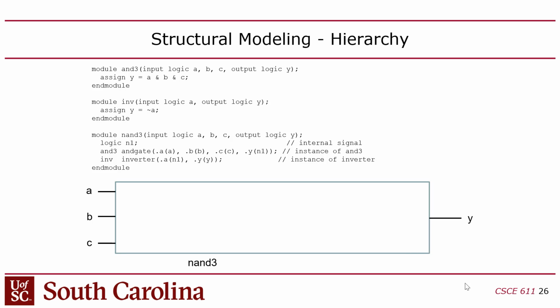So I've got this thing called NAND3, so it creates basically this symbol. And then I'm going to instantiate an AND gate and an inverter. The syntax here is kind of similar to what you're used to. You start out with AND3, which is the module name, and then you've got AND gate, which is the instance name. This instance name is basically not used for anything, except for when you simulate, it shows up as the AND gate in the simulation.